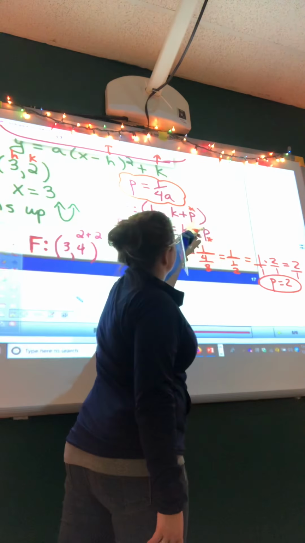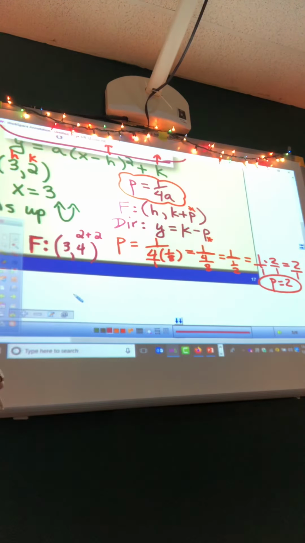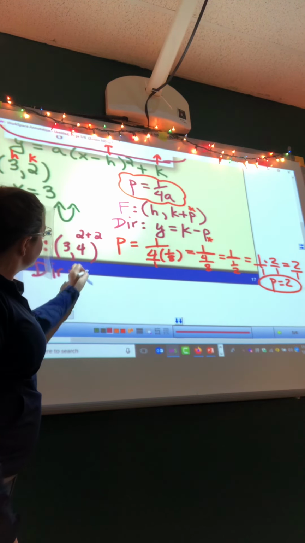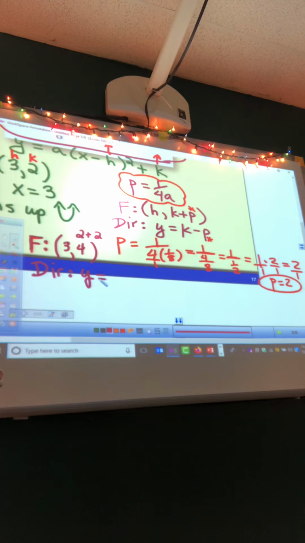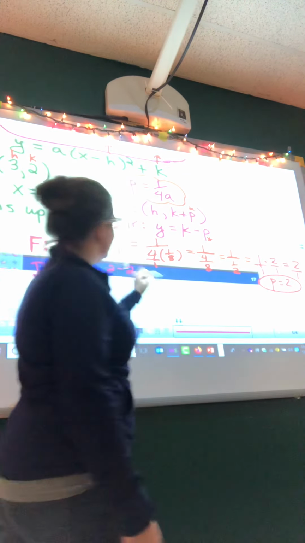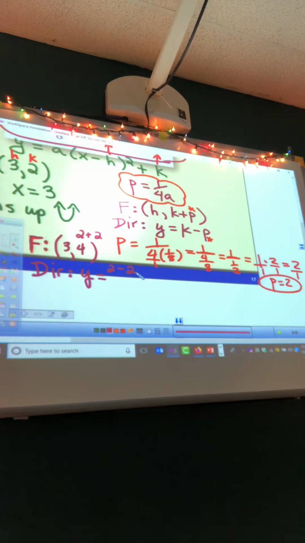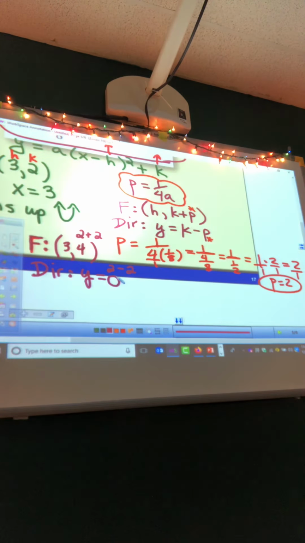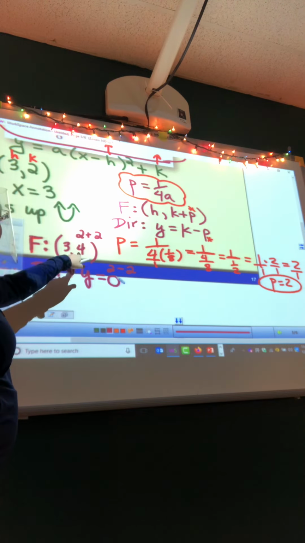Then k plus p is 2 plus 2, which is 4. Directrix. All right, directrix is my line, k minus p, so I still take 2, but now I subtract the 2, which is the p. So y equals 0. And then what did we do with all that info before? Graphed it to make sure we did correct math, right? You bet. All right, we look like our biggest number is a 4.